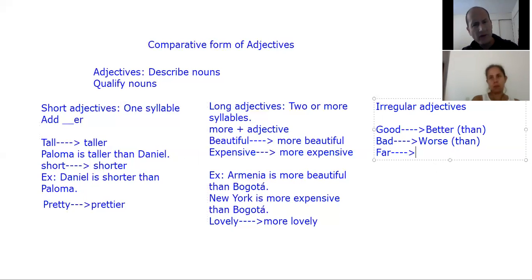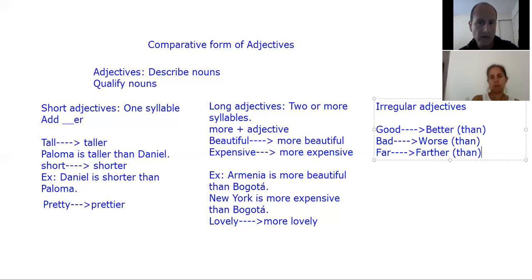It's similar to the first rule, se parece a la primera regla. The thing is that you have to add more letters, so the comparative form will be far, F-A-R-T-H-E-R, farther. Farther than. Okay, farther than, all right? Good, better; bad, worse; and far, farther.